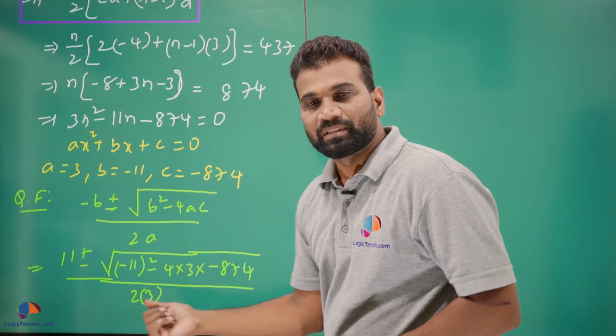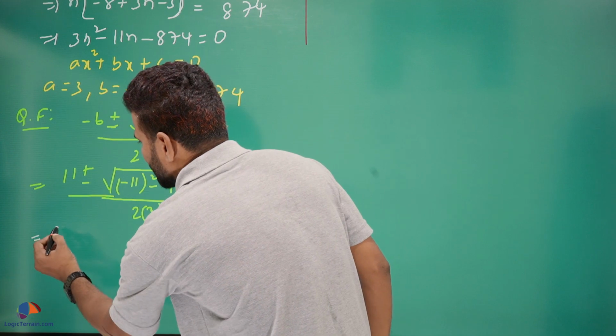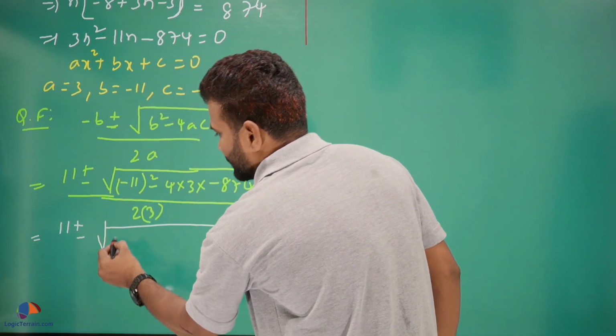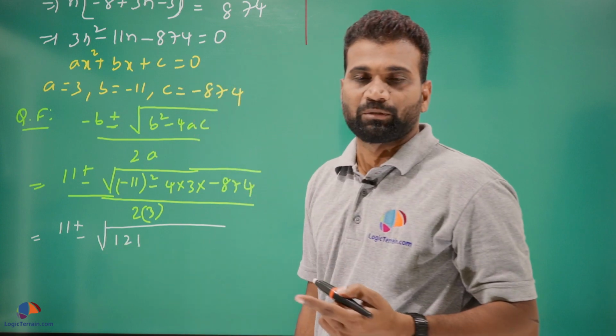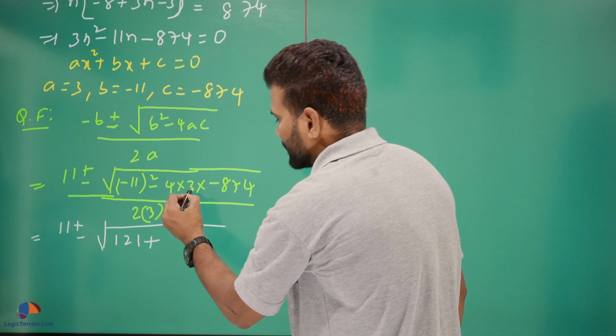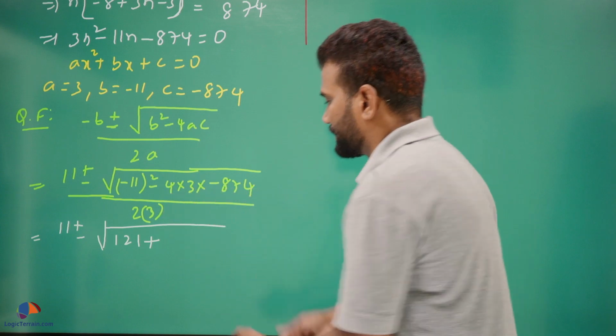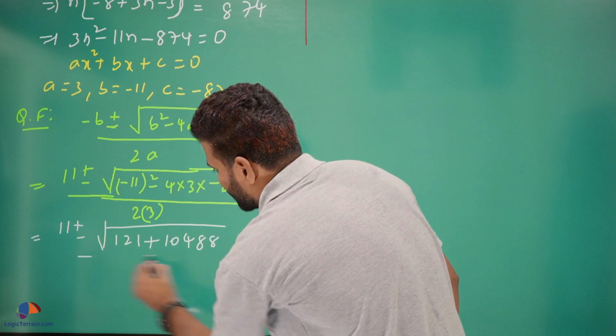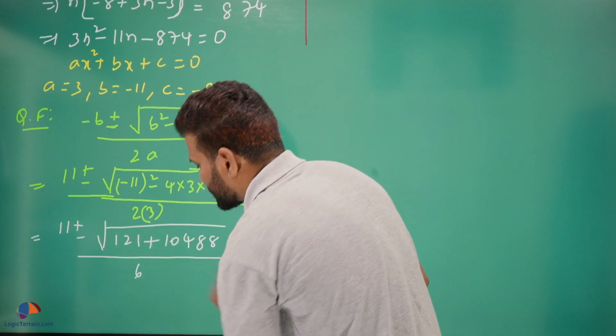Okay, we will simplify further. This is equal to 11 plus or minus square root of negative 11 square is 121, negative into negative is positive, 11 11s are 121, negative into negative is positive, 4 3s are 12, 12 into 874 is 10,488, upon 2 3s are 6.